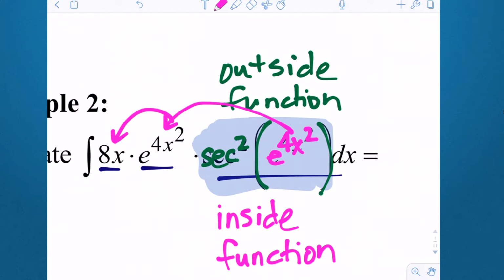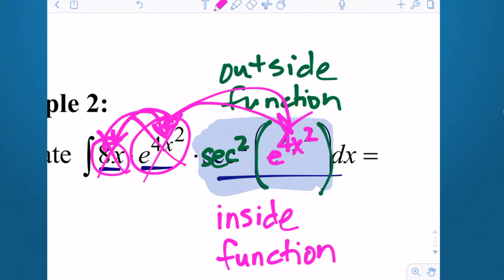So if the derivative is unpacking the boxes, anti-differentiation is what? Packing them back up. So what we're going to do now that we've correctly identified the inside function that generated the other factors, we're going to pack the 8x back up into the 4x squared, and now it's gone because it's in this box. And then we're going to take the e to the 4x squared, and we're going to package it back up inside there, and now it's gone back inside its box. And what we're left looking at then is just a single factor.